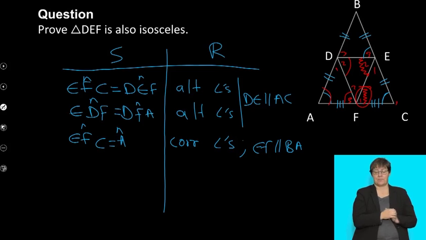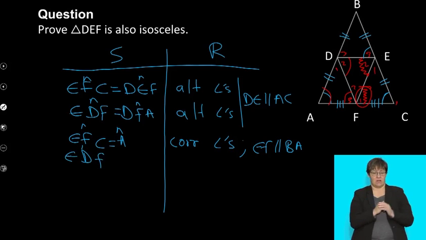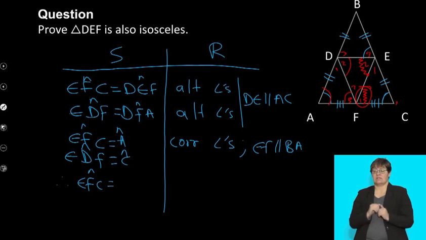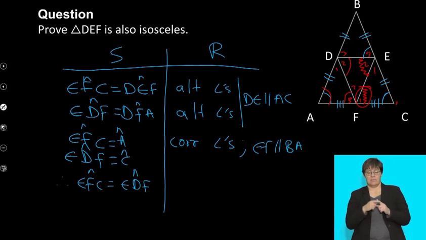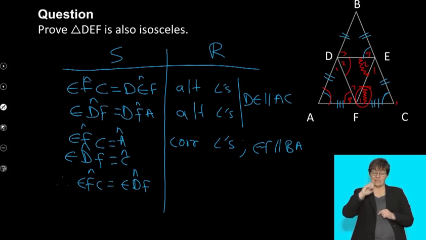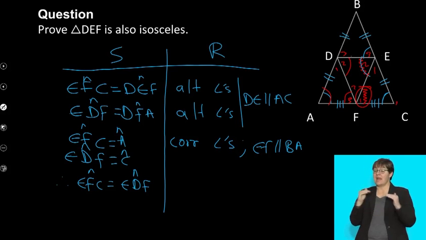So I will say EDF is equal to angle C first, right? We were given that, and then lastly it just simply means that angle EFC is equal to angle EDF, you see, because both of them are equal to A and C, which is an isosceles triangle. And then if these two angles are equal, it simply makes it an isosceles triangle.